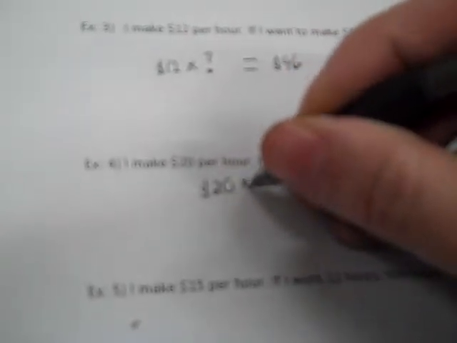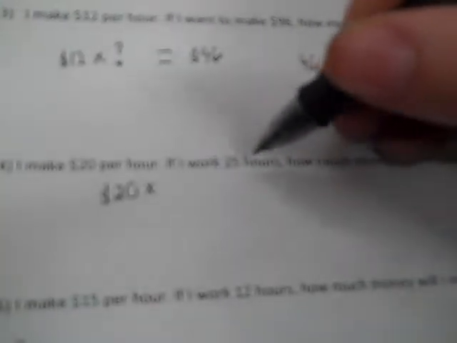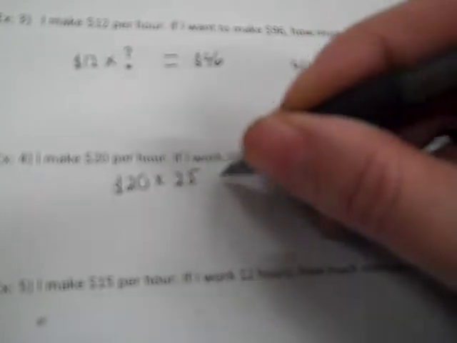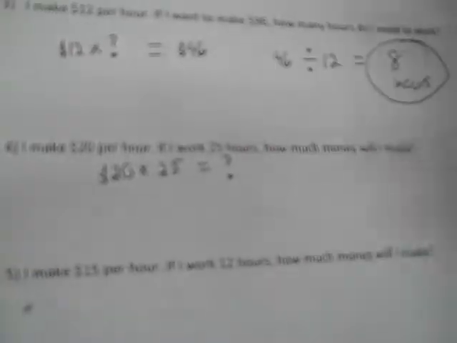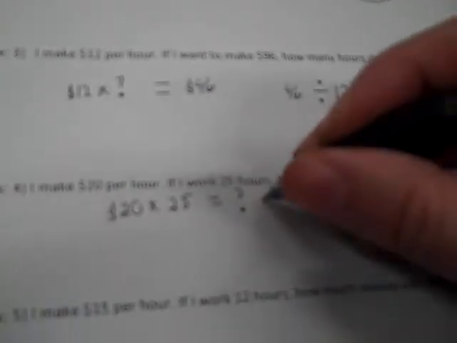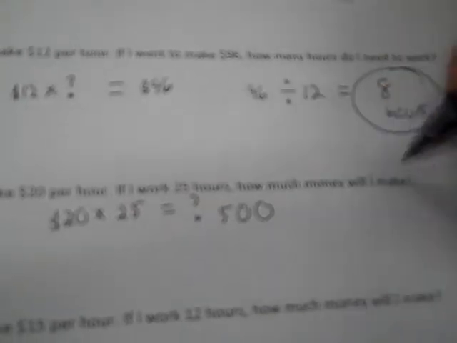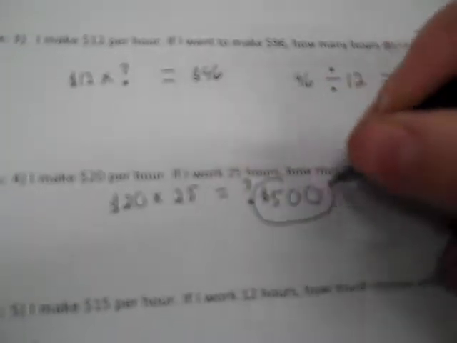Okay, example 4. I make $20 per hour. If I work 25 hours, how much money will I make? So what am I making every hour? I'm making $20 every time I work an hour. How many hours do I work? This time we do know. We know we work 25, so times 25 equals, and I don't know where we ended at, so that's a question mark. Okay. So this is just a times problem. I take 20 times 25, and that's 500. Okay, it says how much money will I make, so $500.